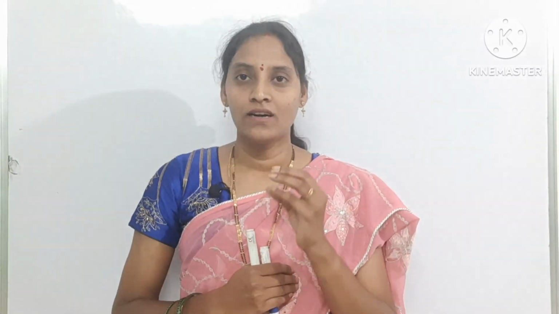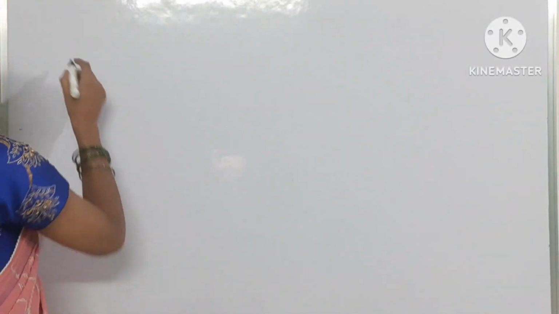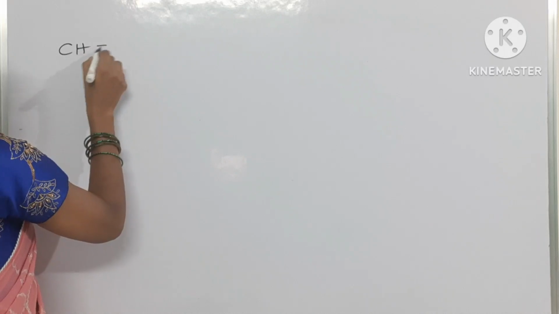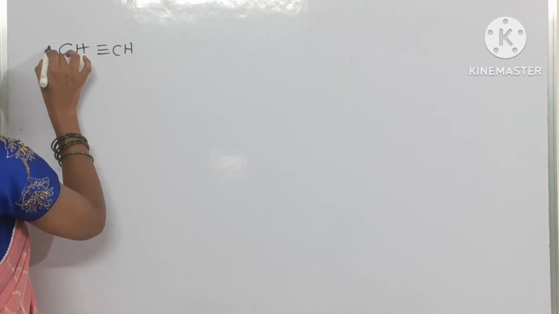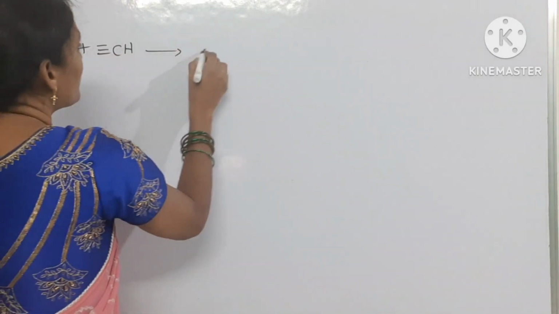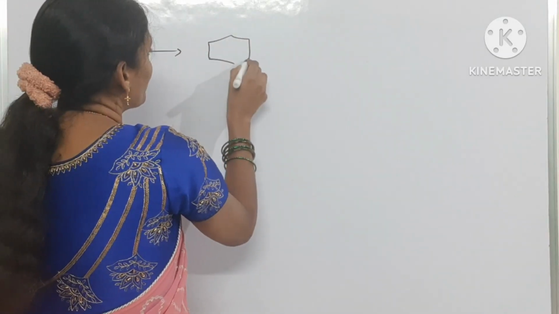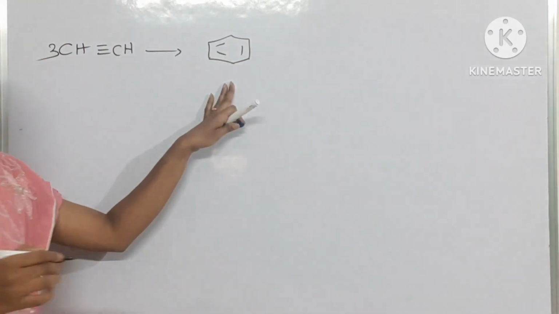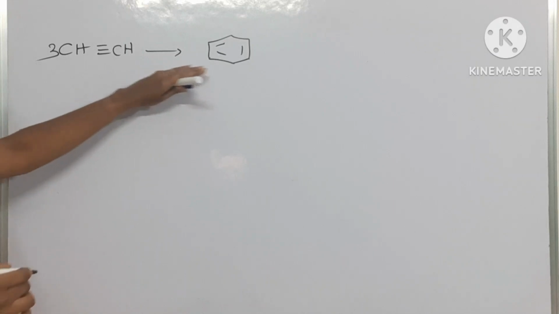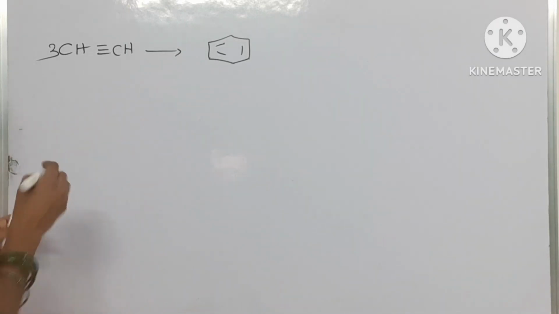Preparative methods of benzene: first of all, benzene is commercially prepared from coal tar. If you take laboratory preparation methods, the first one is cyclic polymerization of the ethyne molecule, that is CH triple bond CH, you take 3 moles, then it gives you the benzene ring. This is the benzene, okay.